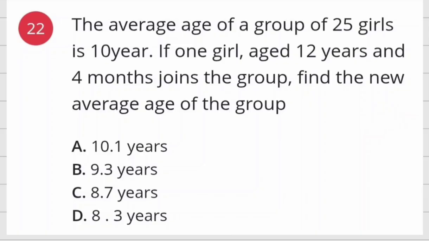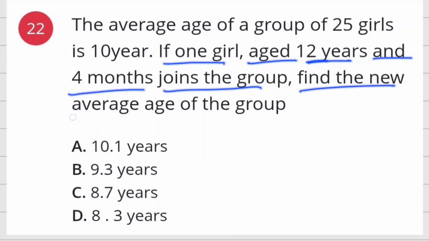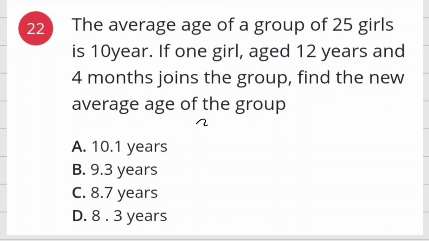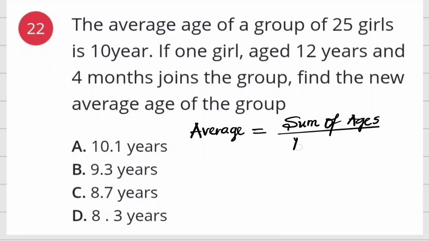Here is question 22. The question says that the average age of a group of 25 girls is 10 years. If one girl aged 12 years and 4 months joins the group, find the new average age of the group. First and foremost, we need to know that average is equal to the sum of numbers. We are dealing with numbers now. Of course, the ages are represented by numbers. So sum of ages over the number of ages.